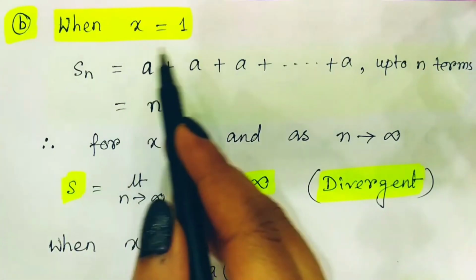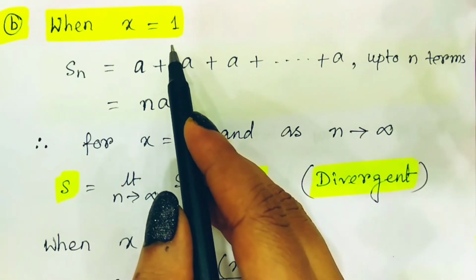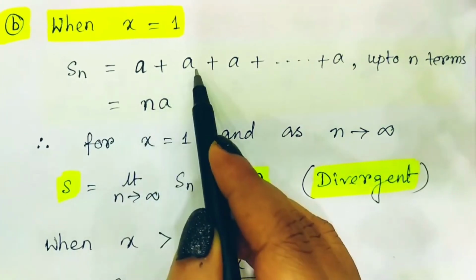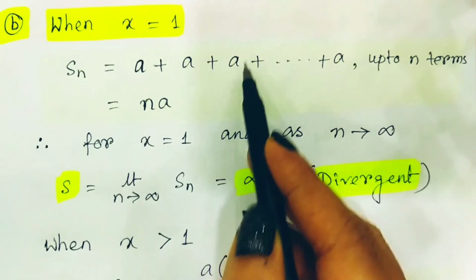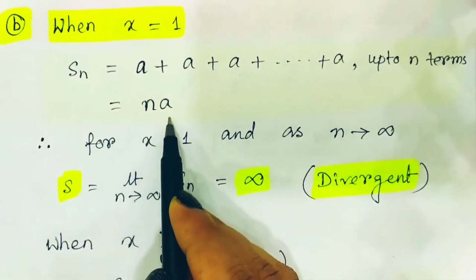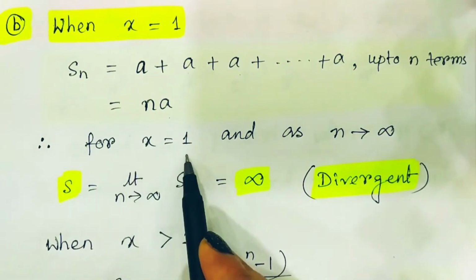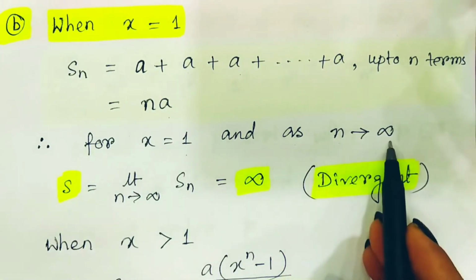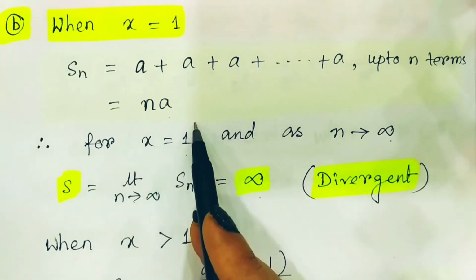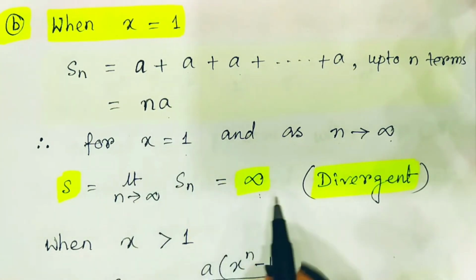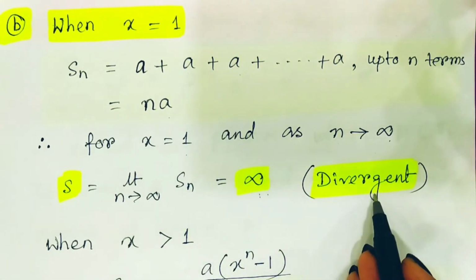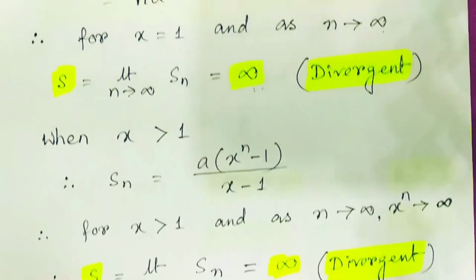Now if x is exactly 1, what happens to the series? Sn becomes a plus a into x, which means a, then plus a into x square, which means again a, and so on up to n terms. So the summation is Na. Now for x equal to 1, as n tends to infinity, the limiting value is infinity, because Na is there and n tends to infinity. So when x is equal to 1, it is divergent. Next, when x is greater than 1.